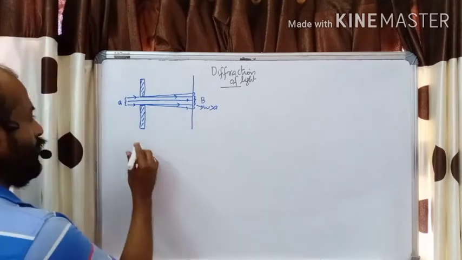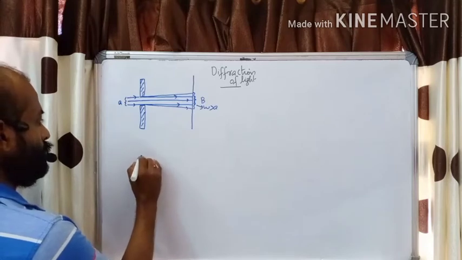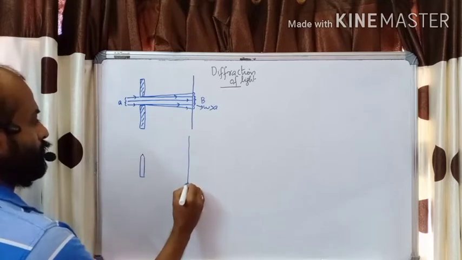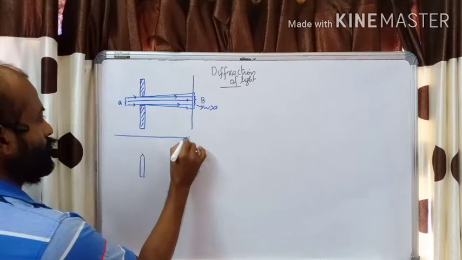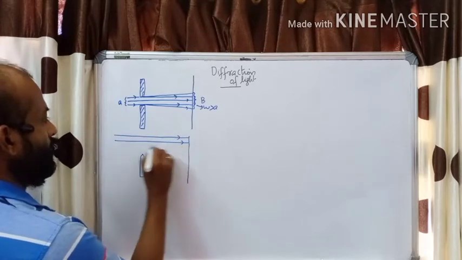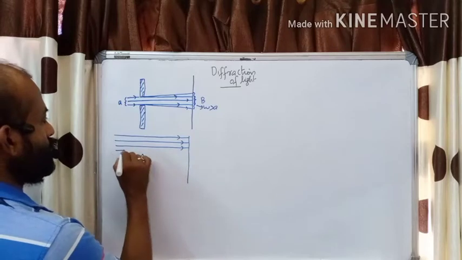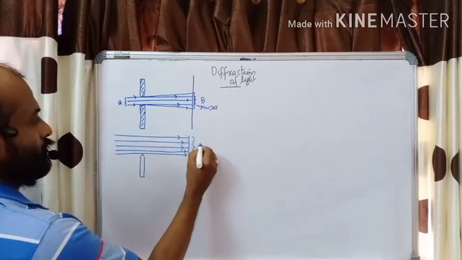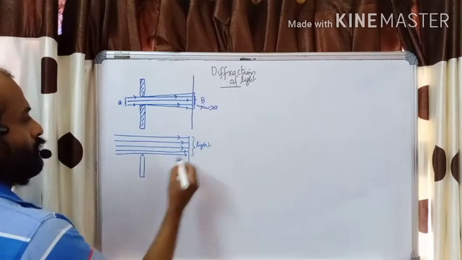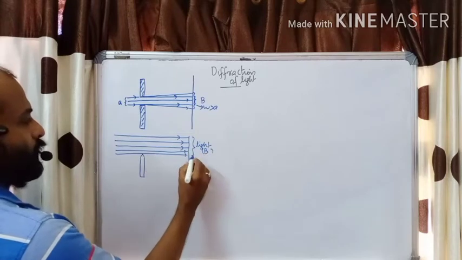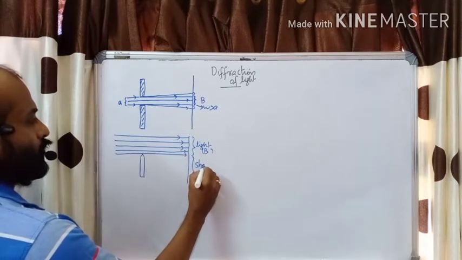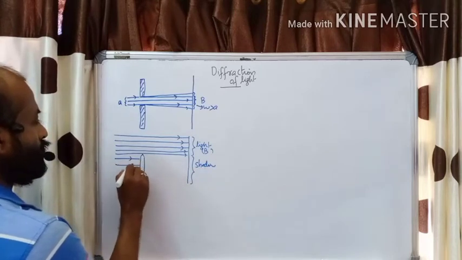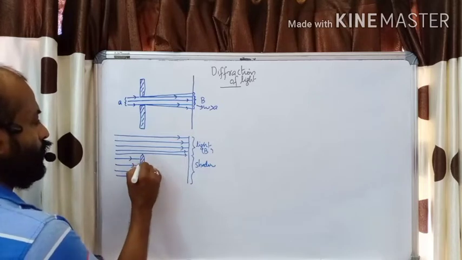See another example. We have a screen and an obstacle, a sharp obstacle like this. Light rays passing straight will fall on the screen, and these portions will be the lighted or bright portion. Here we expect a shadow of that obstacle. So what happens to these light rays? These light rays are blocked by the obstacle.